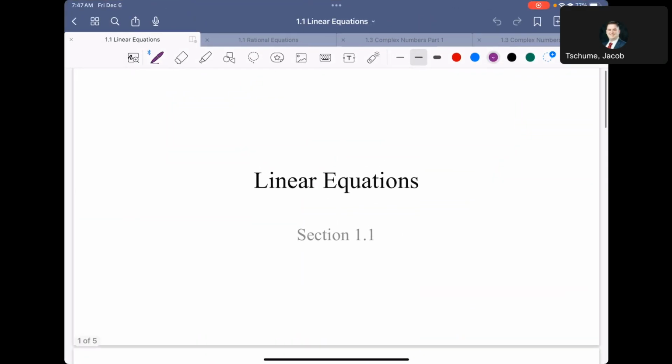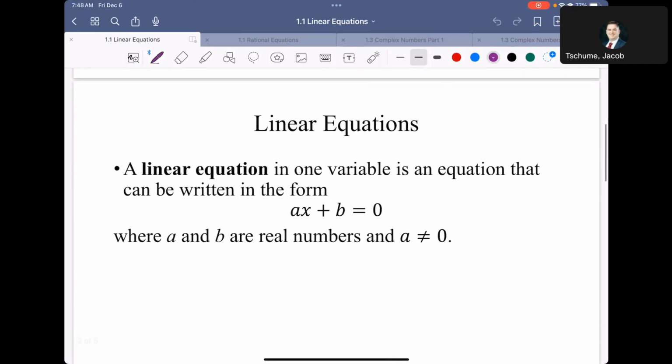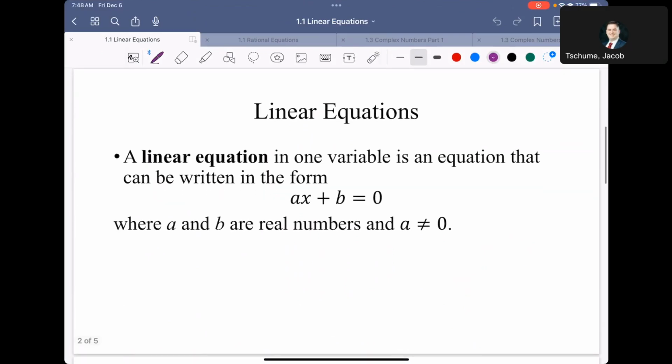All right, so in this video, we are going to do the first of two parts of section 1.1. So in this first video for this section, we're going to cover the idea of solving linear equations in this class. So what I want to do first is talk through a little bit about what a linear equation is, and then we'll talk about the methods of how to solve these.